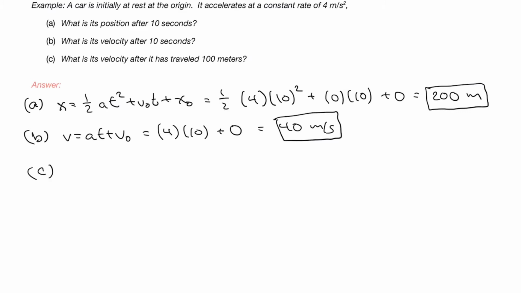In part C, we're trying to find the velocity where all that's given to us is the position, 100 meters.